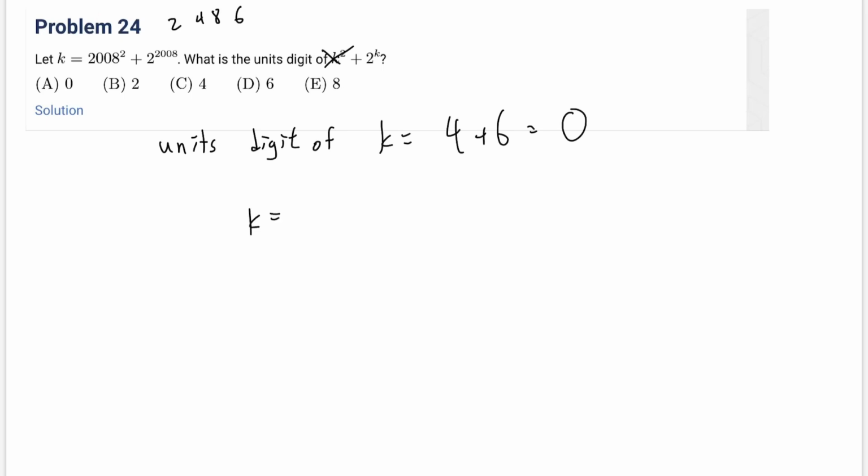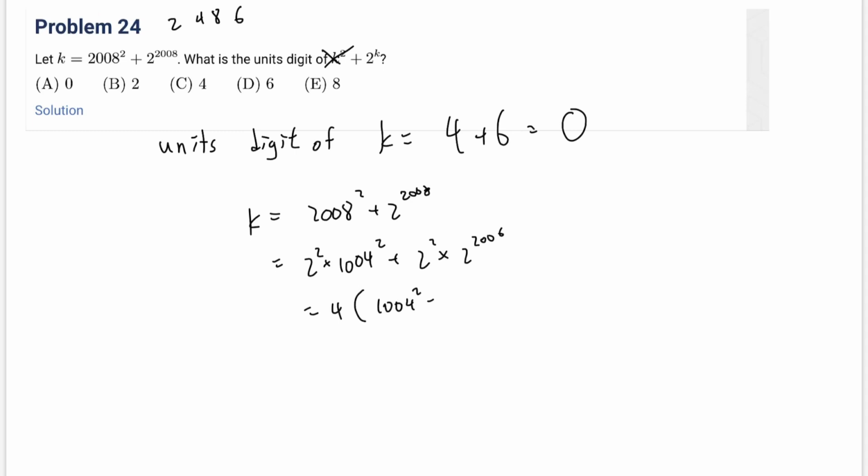But k is 2008 squared plus 2 to the 2008 power, which is 2 squared times 1004 squared plus 2 squared times 2 to the 2006th power. This is 4 times (1004 squared plus 2 to the 2006th power). So k is 4 times something, right? So k is a multiple of 4. This means that 2 to the k has a units digit of 6, so the answer is D.